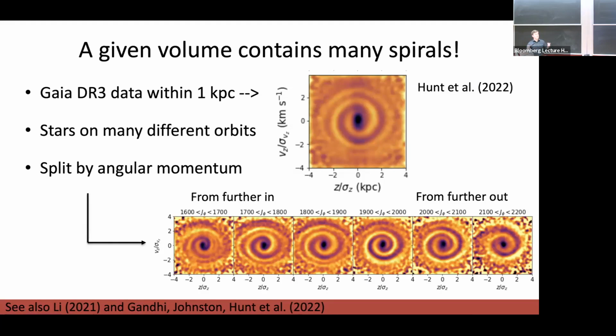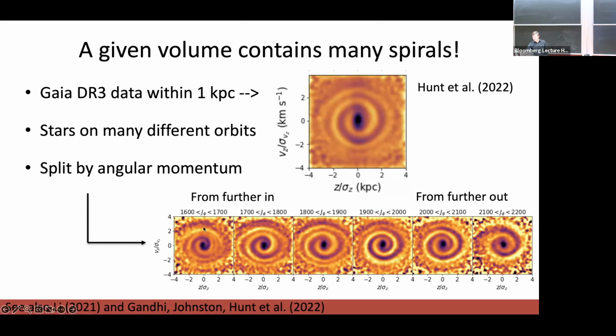We have a population that are close to circular, which will dominate. You also have many stars that are visiting the solar neighborhood from the outer galaxy on the inner part of their radial epicycles. Many stars with lower angular momenta are visiting us from the inner galaxy on the outwards part of their epicycles. And if you split this main local phase spiral as a function of angular momenta, you end up seeing different phase spirals.